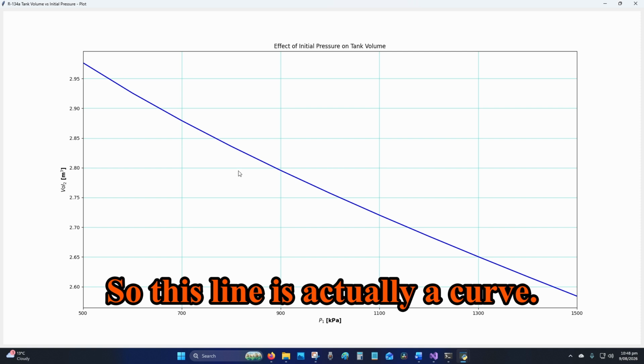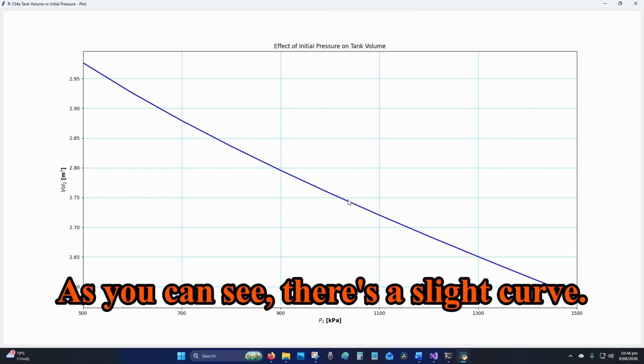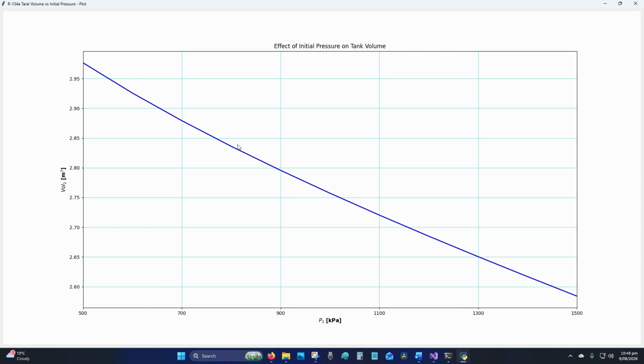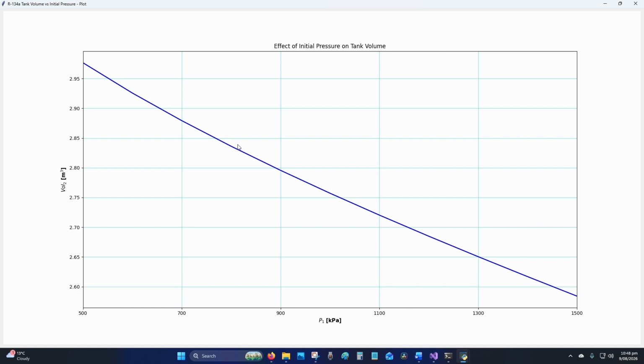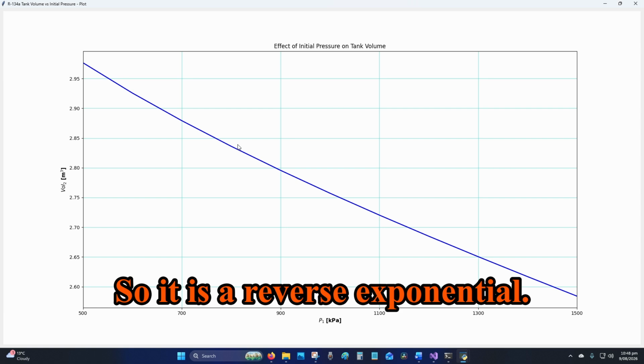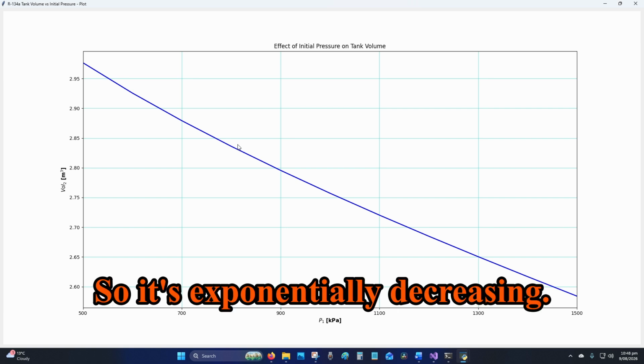So this line is actually a curve. As you can see, there's a slight curve. So it is inversely proportional. So it is a reverse exponential. So it's exponentially decreasing.